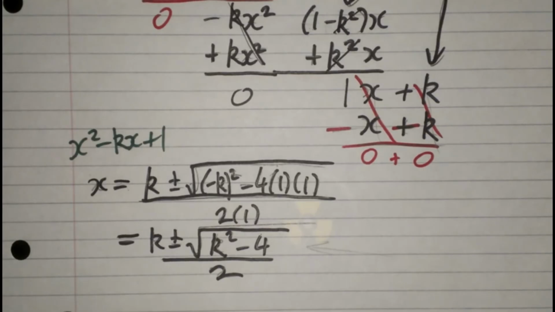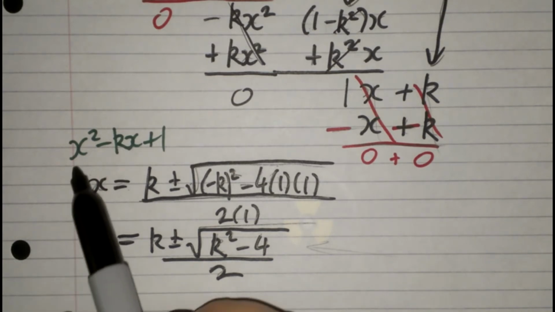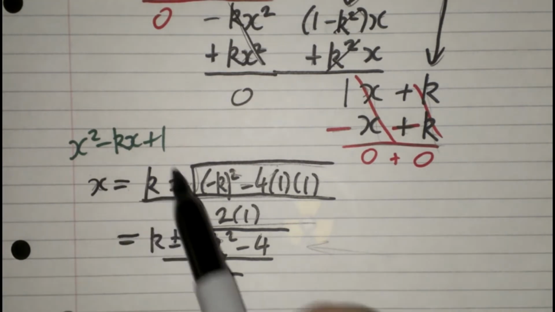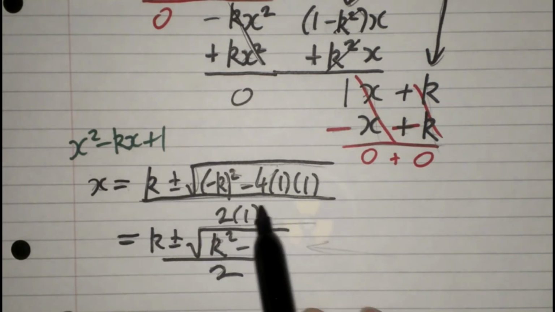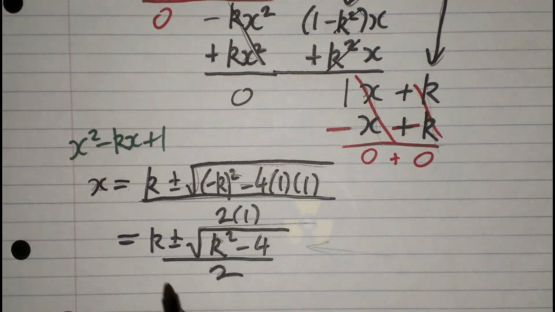Normally with a quadratic expression you're going to try and factorize it, but since we don't know what k is, we can't find any factors or anything, so we're just going to have to use the good old quadratic equation. So a is 1, b is minus k, and c is 1, so k plus or minus root of minus k squared minus 4 times 1, all over 2 times 1, gets you this here. So whatever k is, this is how you find the other 2 roots.